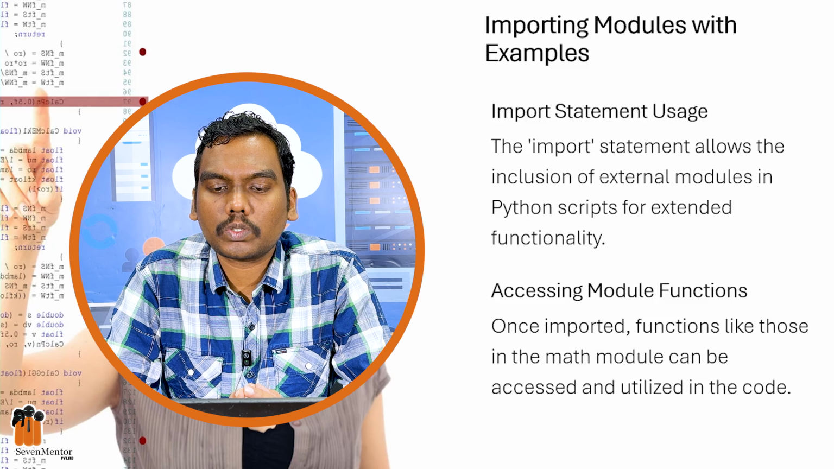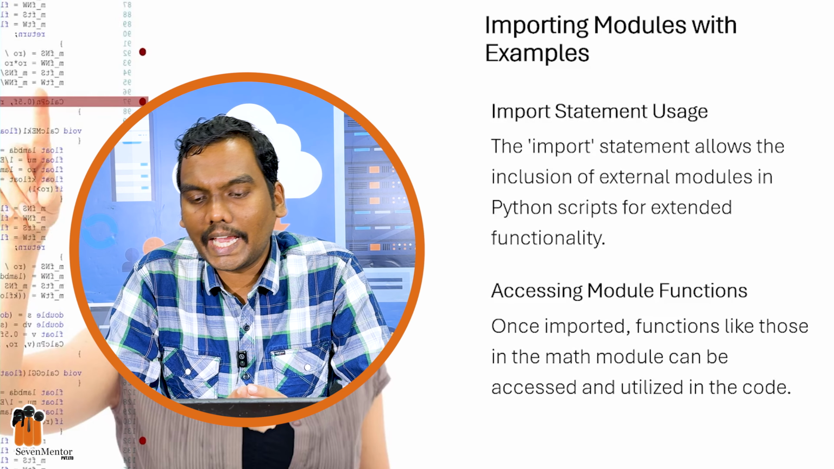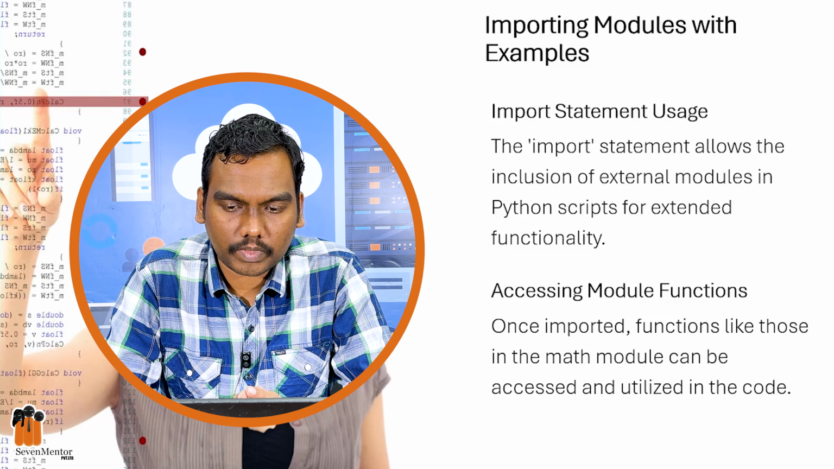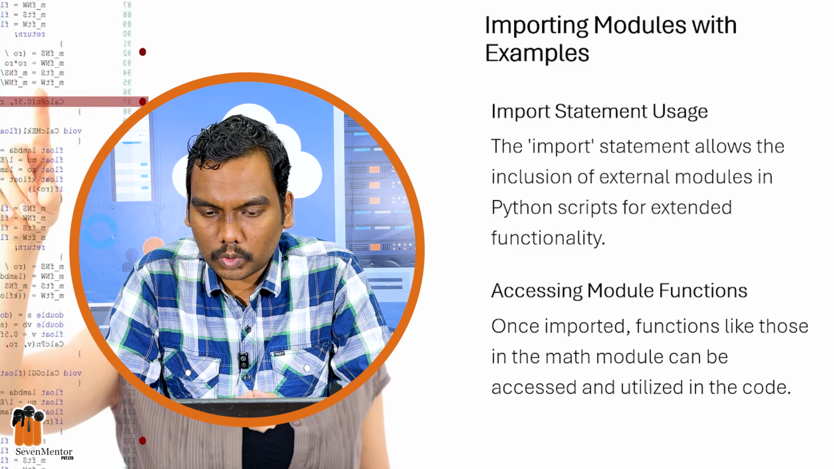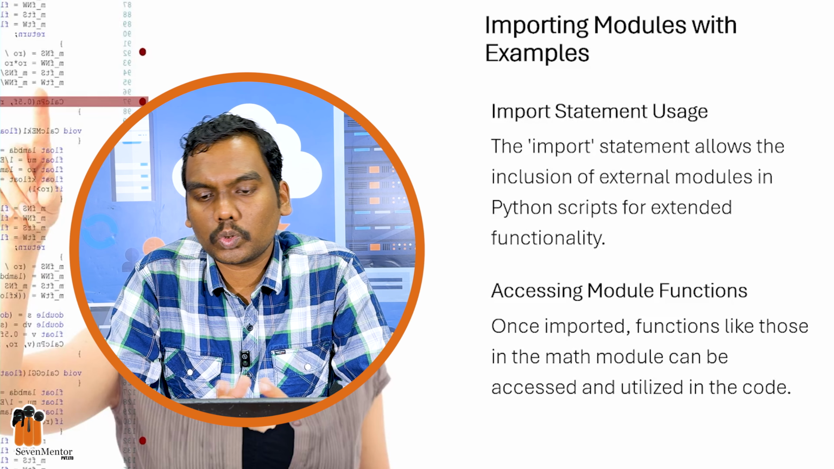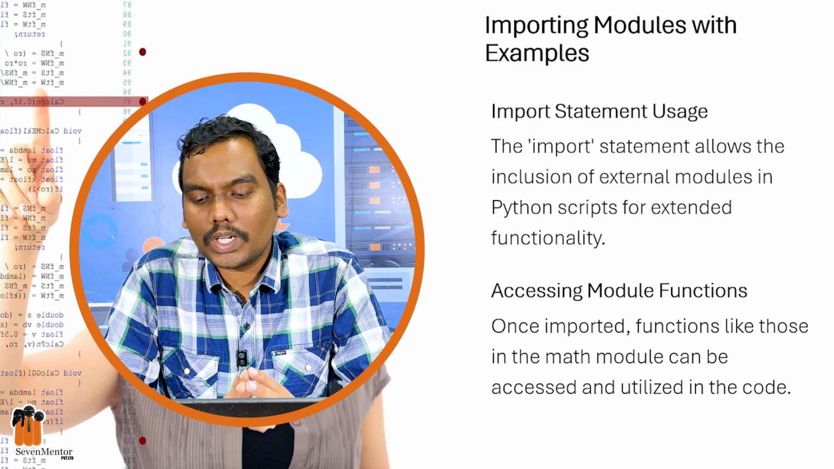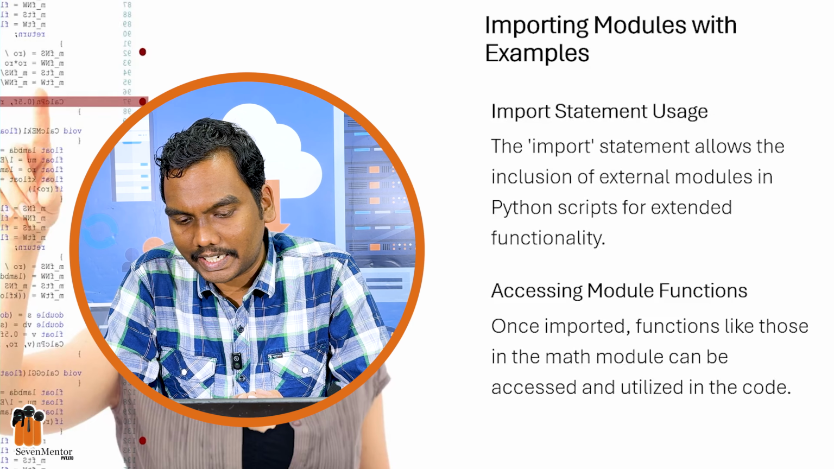Next is importing modules with examples. How do we import a particular module? To import any module in your environment, just use the keyword import. The import statement allows the inclusion of external modules in a Python script for extended functionality. Many modules are already installed, and some you would need to import. For those modules you don't have access to, you can directly import them with the keyword import. Once imported, you can directly call the functions and classes from those modules.